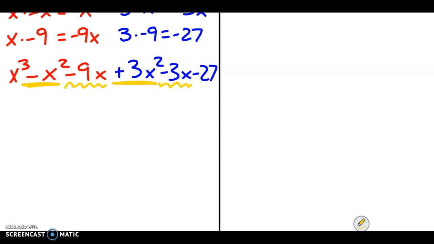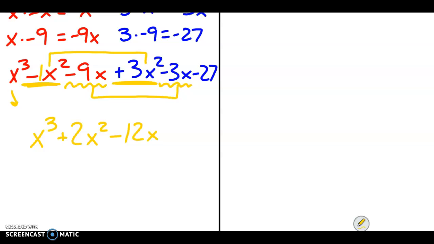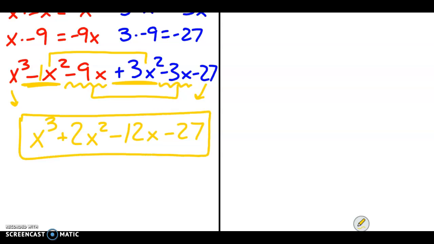So remember to keep this in standard form with the highest exponent first. Let's write these down in order. So that x cubed doesn't have any like terms. It's just going to stay x cubed. The x squared needs to be combined with the 3x squared. So I have a negative x squared and a positive 3x squared. That's really just negative 1 plus 3. Negative 1 plus 3 is going to be a positive 2x squared. Then a negative 9x and a negative 3x. So negative 9 minus 3 more is going to give me negative 12x. And then that negative 27 is not going to be combined with anything as well. And that's going to be my final answer.